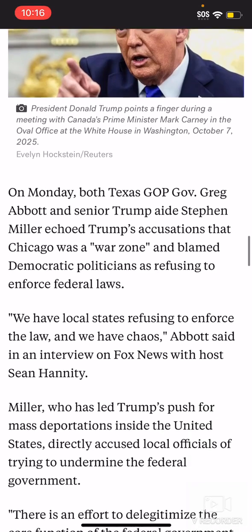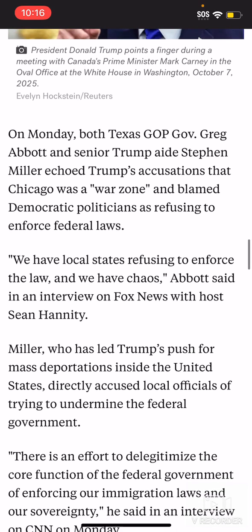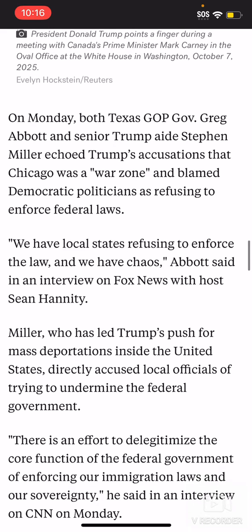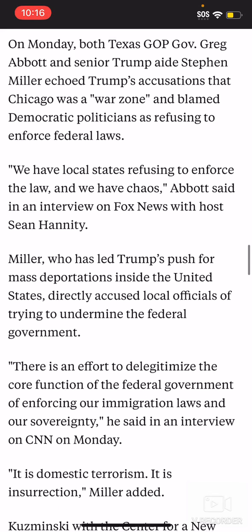It says on Monday, both Texas GOP Governor Greg Abbott and senior Trump aide Stephen Miller echoed Trump's accusations that Chicago was a war zone and blamed Democratic politicians for refusing to enforce federal laws. It says we have local.